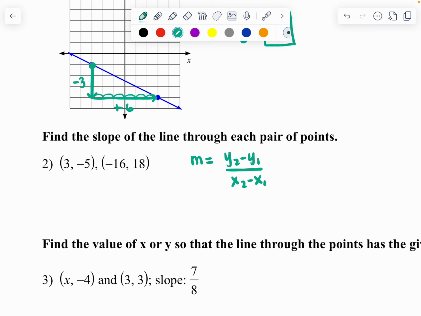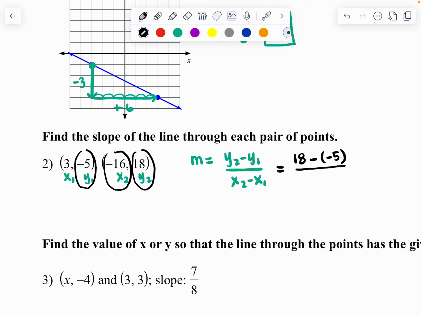So how do I plug this in? So this is the x coordinate of my first point, the y coordinate of my first point, and this is the x coordinate of my second point and the y coordinate of my second point. So just plugging those in, your y2 is 18 minus, and then your y1 is a negative 5. Notice I'm subtracting a negative, which is going to turn into a positive in a second. And then on the bottom, I have x2, which is negative 16, minus x1, which is 3.